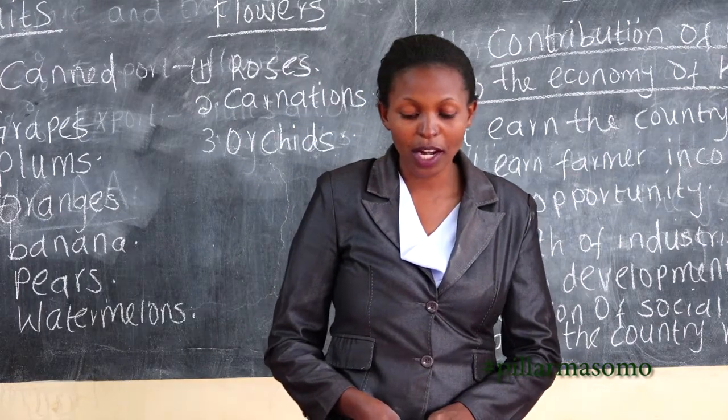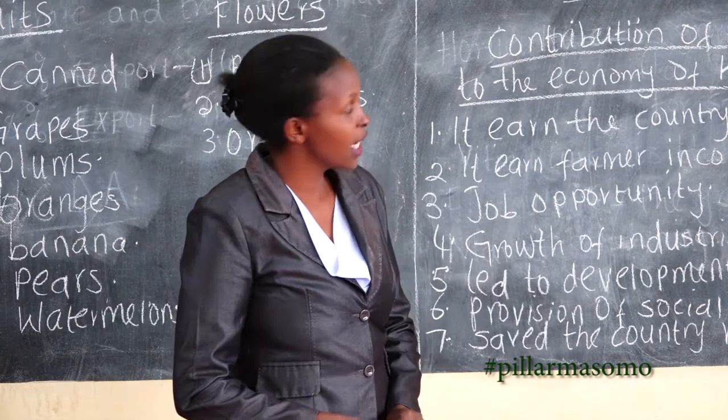Then now we go to the last one, which is horticulture farming in the Netherlands.